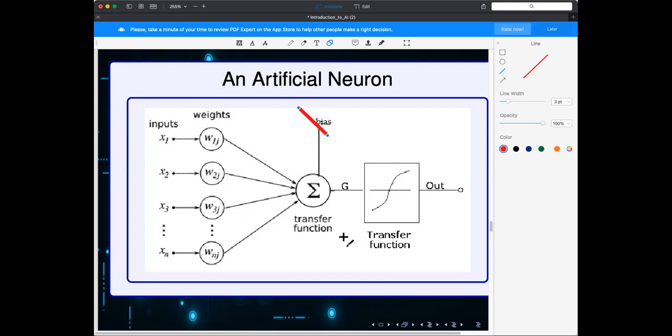Let's say after you get the weighted sum, that's the weighted sum because you multiply the weights by the inputs and then sum them up. If the weighted sum is 10, then the output is 100. Why? Because the transfer function is x squared and the input is x. It will never be x squared, but just as an example. Is this clear so far?